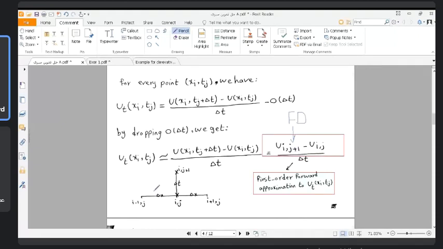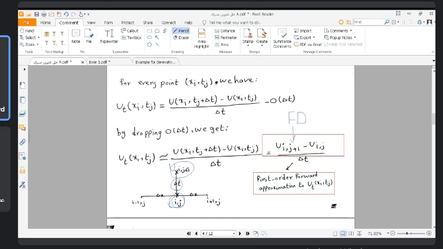Please check this diagram. We should compute u with respect to t at the point with the index i and j, and we use u at i and j plus 1: u_{i,j+1} minus u_{i,j} over delta t. It's very simple, this formula.